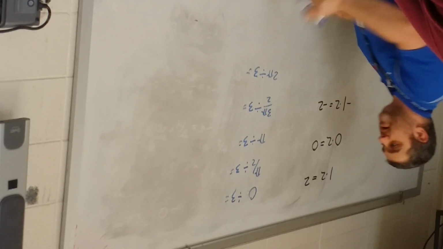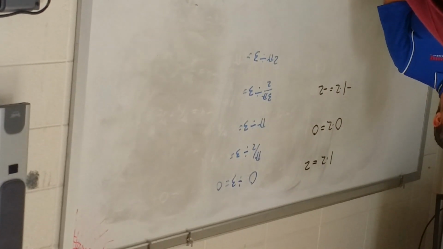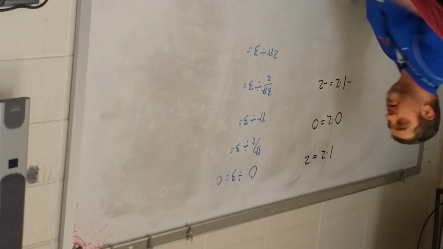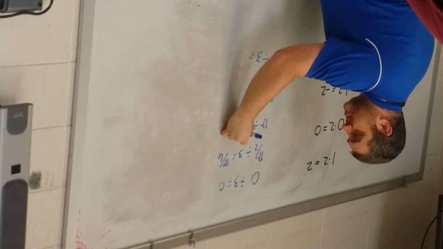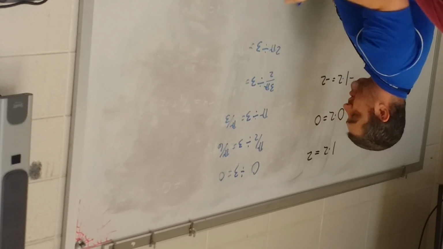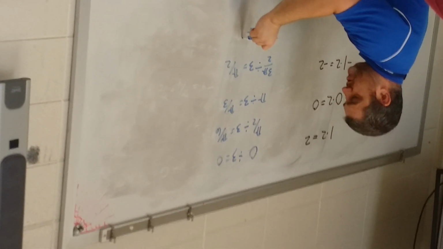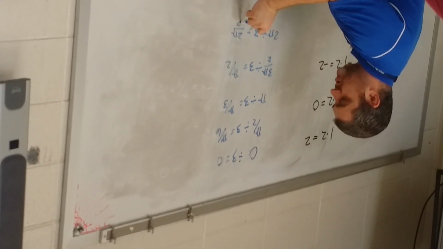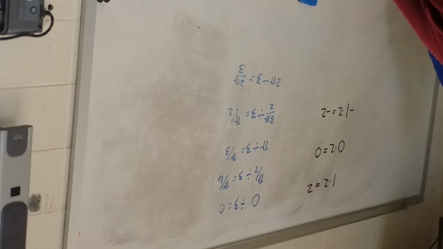Zero divided by 3 is still going to be 0. After that, use your graphing calculator unless you can do fractions in your head. 1/2 divided by 3 is 1/6. 1 divided by 3 is 1/3. 3/2 divided by 3 is 1/2. 2 divided by 3 is 2/3. We always put pi in the numerator.